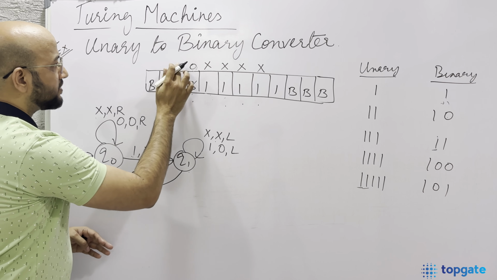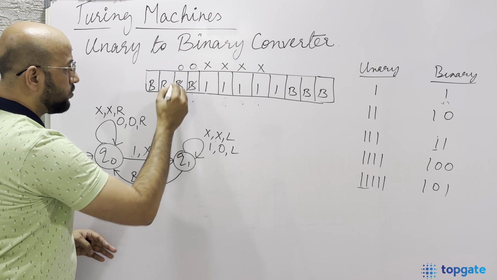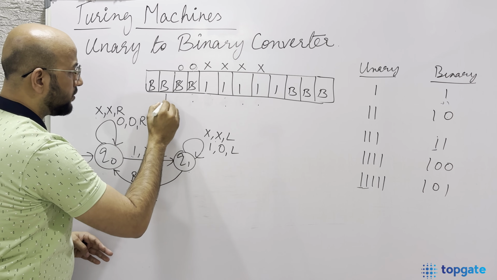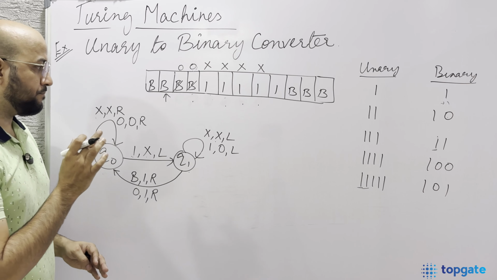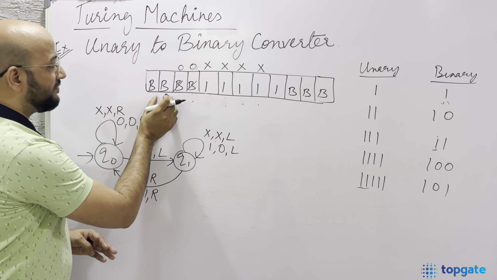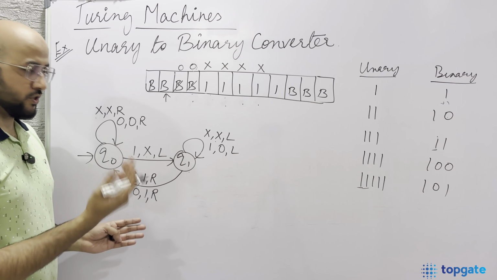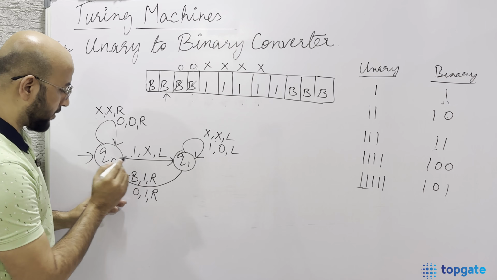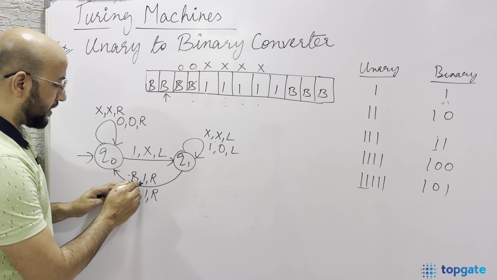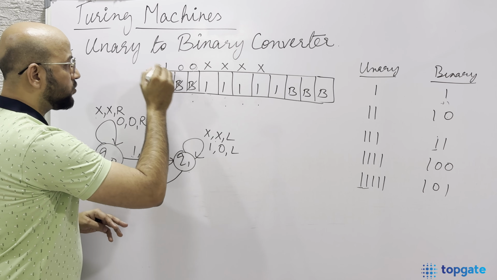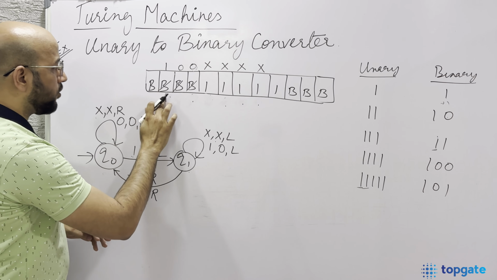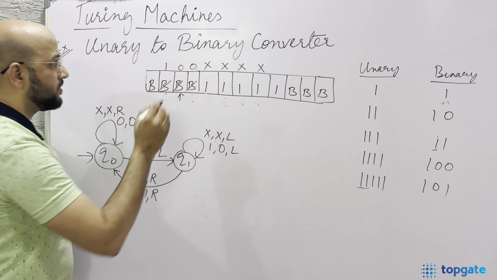What will I do? I'll just simply change this 1 to 0 and the pointer will point on to this b now, and I'm at state q1. At q1, the machine knows that whenever you find a b, simply change it to 1. That means I'll use this particular move: if you find a b, change it to 1, go on to the right hand side. That means this b will also be changed to 1 and the pointer will point on to the next 0.